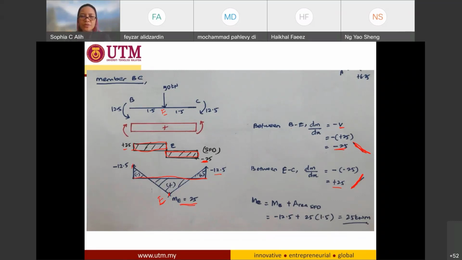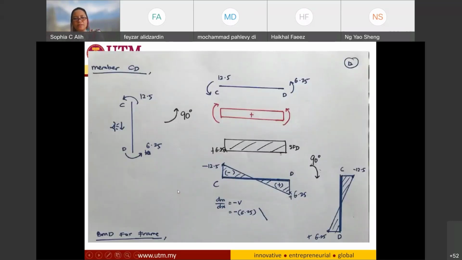So in order for me to get the maximum moment at point E, it is going to be the moment at B plus the area of the shear force diagram of this one. So I have negative 25 for moment B, and the area is going to be 25 times 1.5, because this is just the area of a rectangle, positive 25 height, and the length is going to be 1.5. If I solve this one, I have positive 25 kilonewton meter. This is the maximum moment at point E for my member BC.